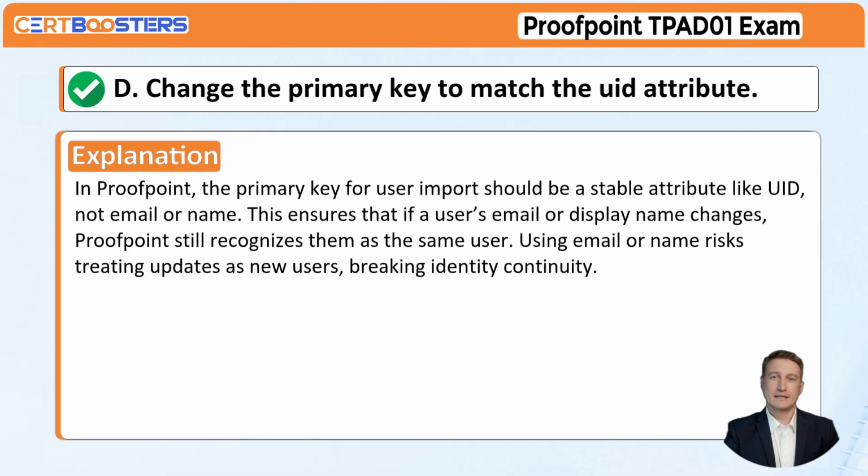Answer: D. Change the primary key to match the UID attribute. Explanation: in Proofpoint, the primary key for user import should be a stable attribute like UID, not email or name. This ensures that if a user's email or display name changes, Proofpoint still recognizes them as the same user. Using email or name risks treating updates as new users, breaking identity continuity.